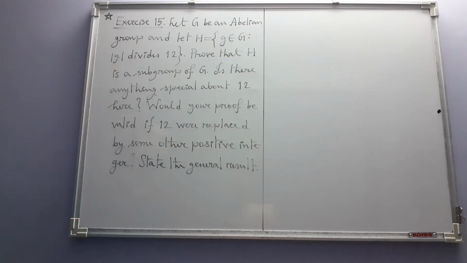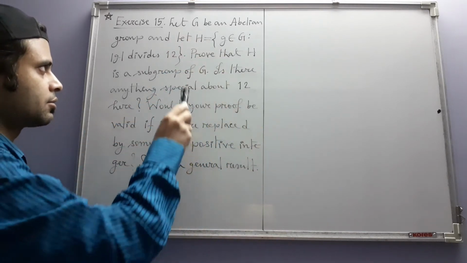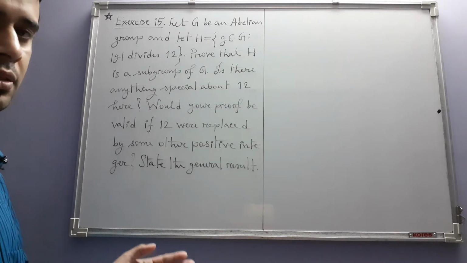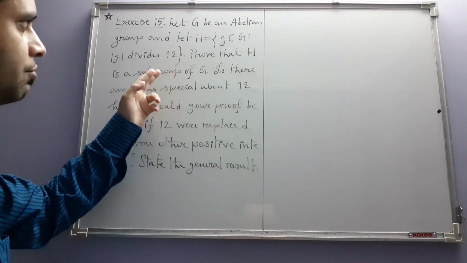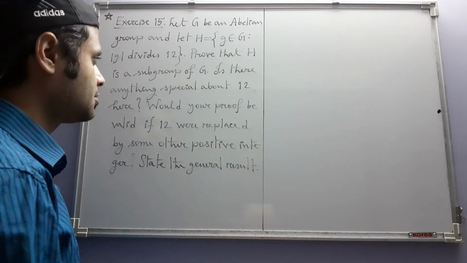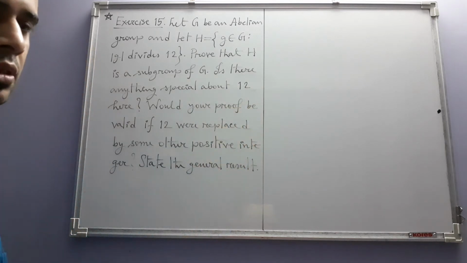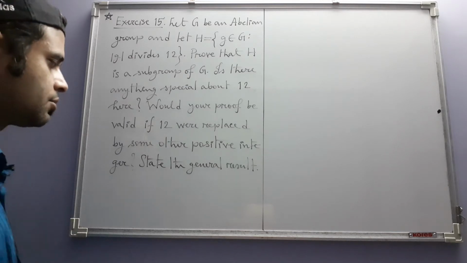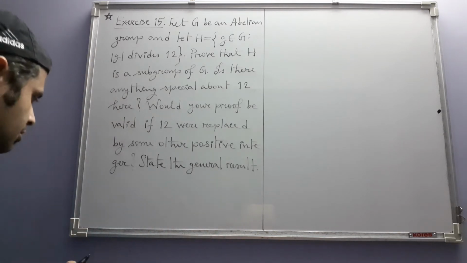Anyway, the exercise here is about an abelian group G in which we are considering a subset H, namely, the subset consisting of those elements in G whose orders divide the integer 12. We first have to prove that this H is a subgroup of G. The second part of the exercise asks about this number 12. Is there anything special about it? Can we replace 12 by some other positive integer? And if so, we have to state the general result. So let us see the solution.